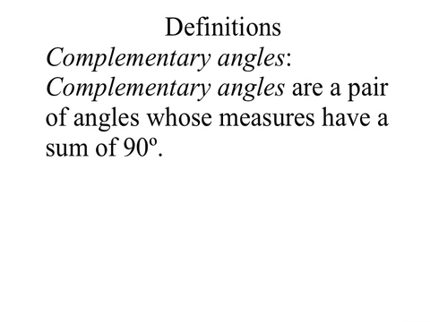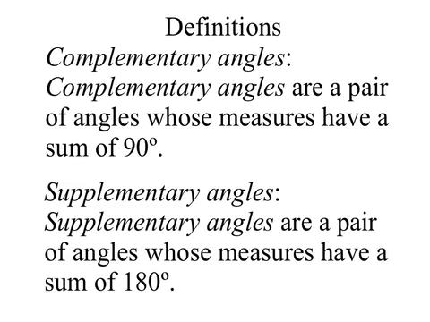Here's the definition of complementary angles. Complementary angles are a pair of angles whose measures have a sum of 90 degrees. And a related term, supplementary angles, a pair of angles whose measures have a sum of 180 degrees.